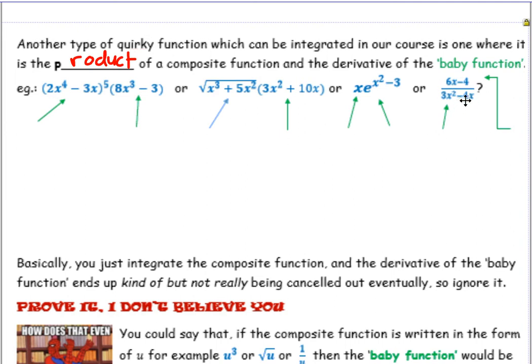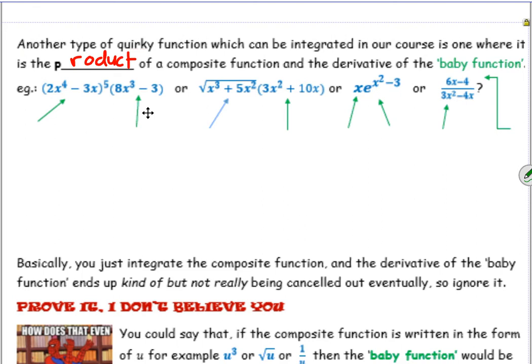6x subtract 4, which is what? So think of it as being 6x minus 4 times 1 over 3x squared minus 4x, and then it is a product of a composite function and the derivative of the baby. So what I was planning to do is to find what these two things are, just to point out what these things are. So this thing here that I'm pointing to is the composite function.